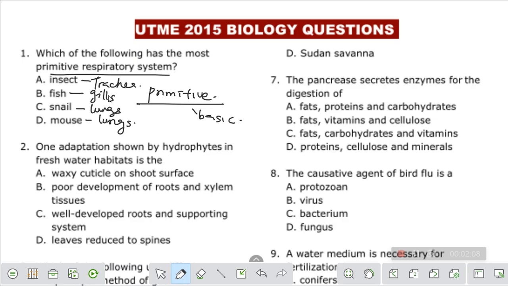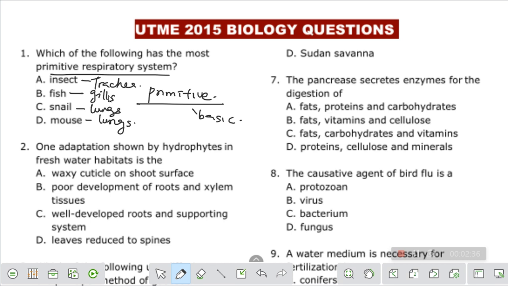So they said which of the following is primitive? That is the most basic, that is not complex, right? That's what they're asking you. So what do you think will be the answer? Is it the insects? Is it the fish? Is it the trachea? You can just pause this video and try it. So what's the primitive?